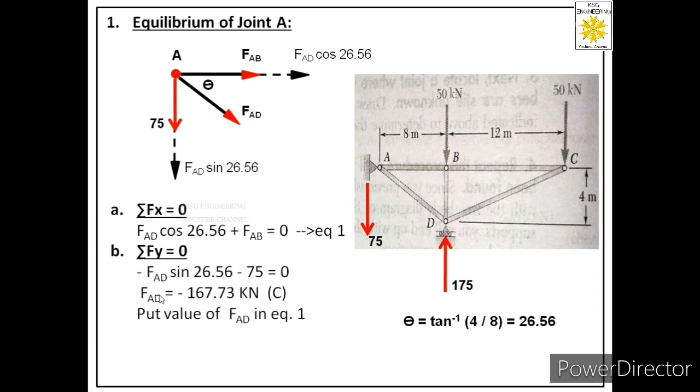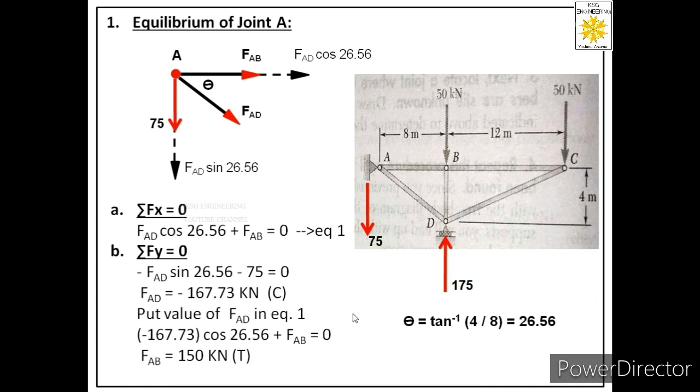Now we will put the value of FAD in equation 1 to get the value of FAB. When you put this value minus 167.73 in equation 1, we will be able to find FAB. From this equation we will get FAB as positive 150 kilonewtons. What is the meaning of the positive sign? That the assumption which we considered at the start is correct. So FAB is a tensile force.